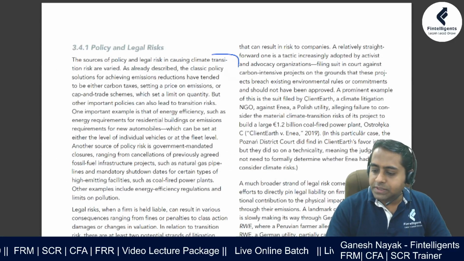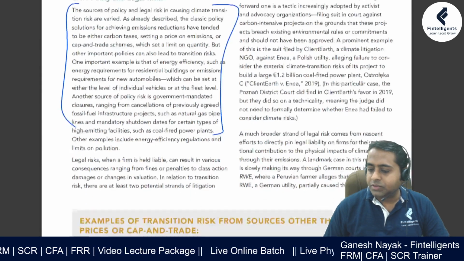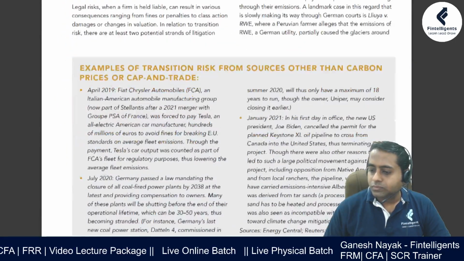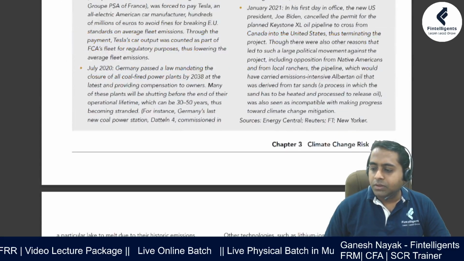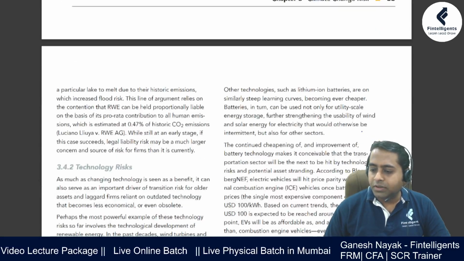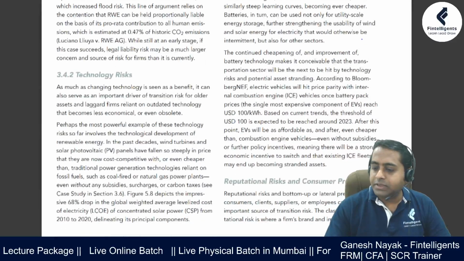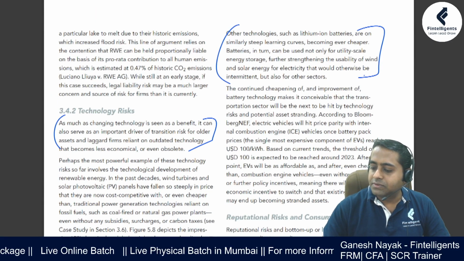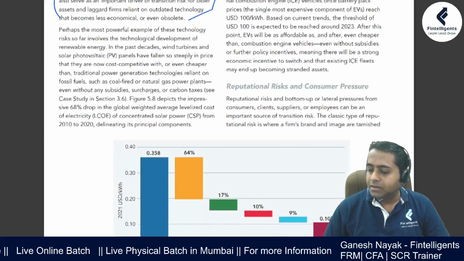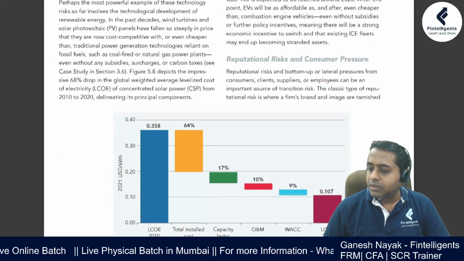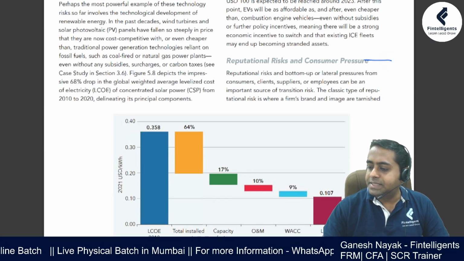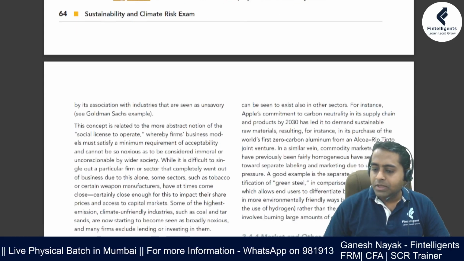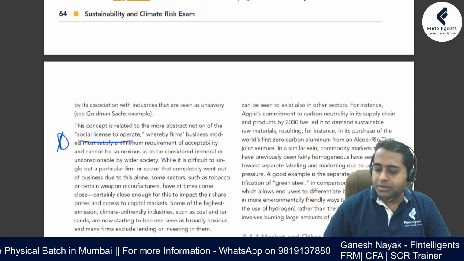The first one is policy and legal risk, important, this section. The case study is okay, not very important. Next is technology. What exactly does technological risk mean? We're going to be highlighting certain specific parts. Then you have the reputation section. The basics should be clear over here in the transition risk reference. Social license to operate is important.